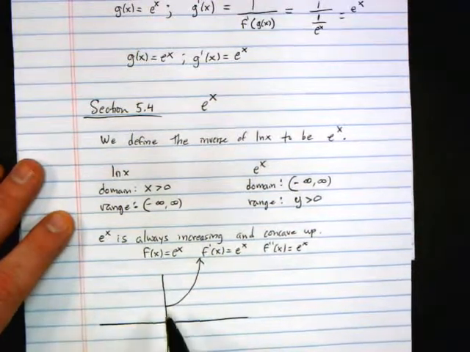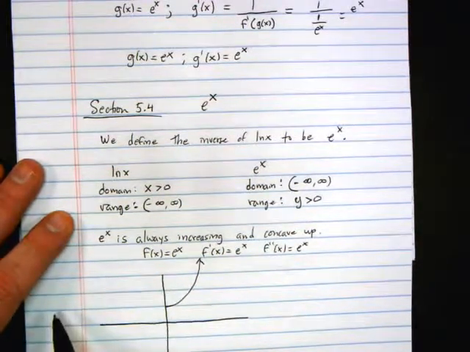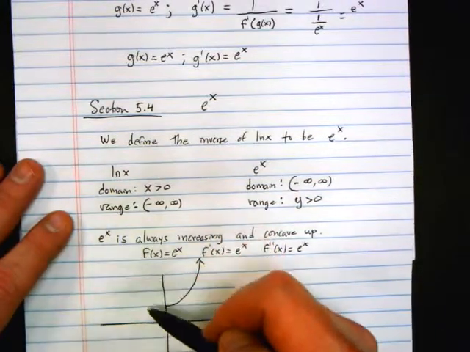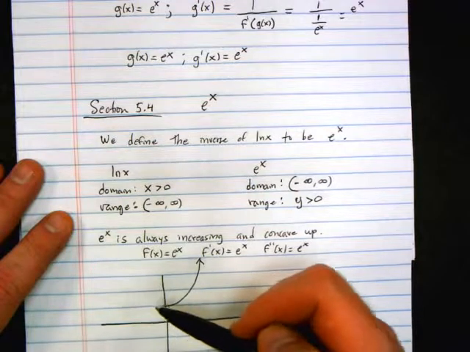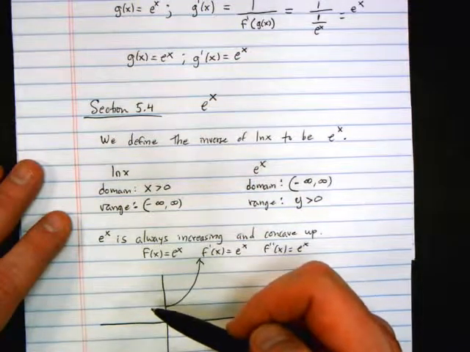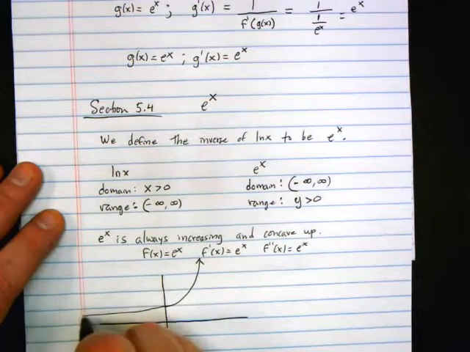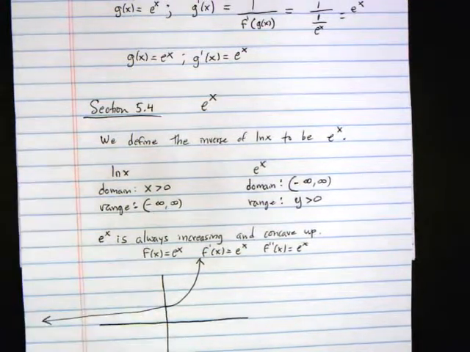But what's it do for negative values of x? It can't turn around and go back up, can it? Because then it would be decreasing. So what's it do? It goes like that. It keeps decreasing if you're going backwards. Is it increasing? Okay, increasing forever. Correct. It's increasing forever.